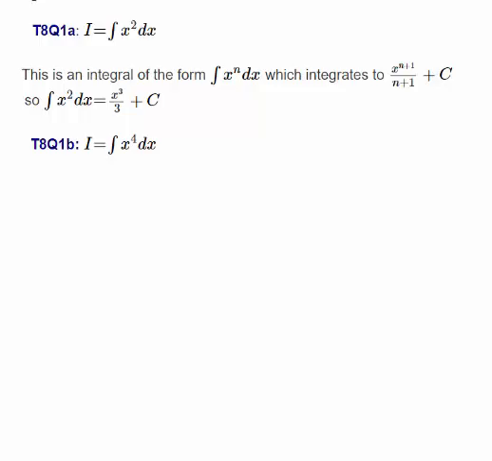Part B, the integral of x to the fourth. This is similar to the previous one except the exponent is different, so this time we're going to get x to the 5 over 5 plus a constant.